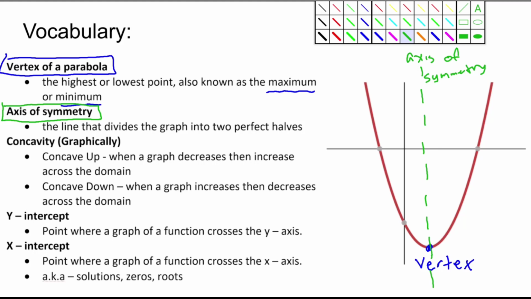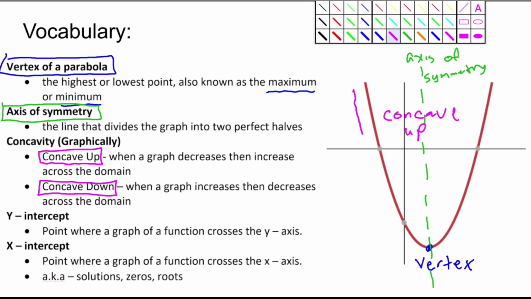All right, concavity. Ooh, this is going to be very helpful for when we go to higher math. There's two things. There's either concave up or there's concave down. So concave up, what is that? When a graph decreases, then increases across a domain. So if you look at this graph right here, this is concave up. Let's just write it here. Concave up. And the reason we say that is because this graph, if you go across the domain, is decreasing as you go this way. And then what happens on the other side? Then we start increasing.